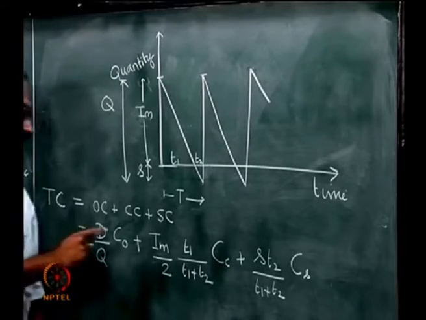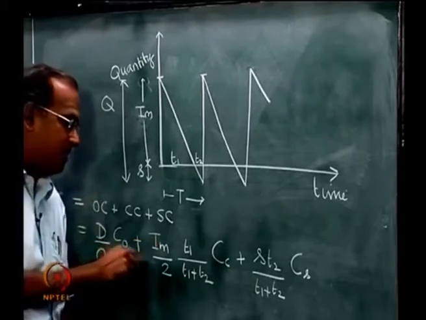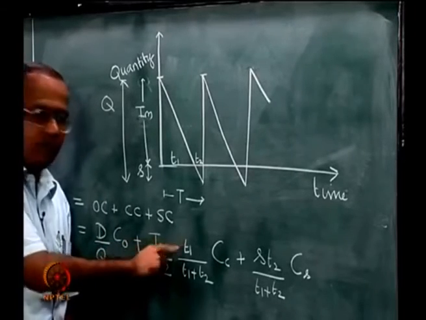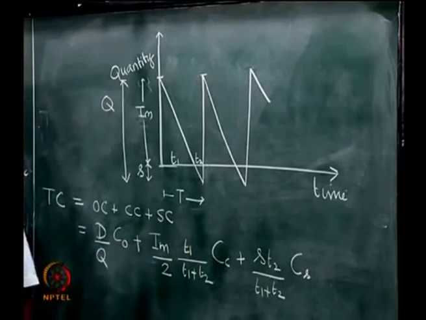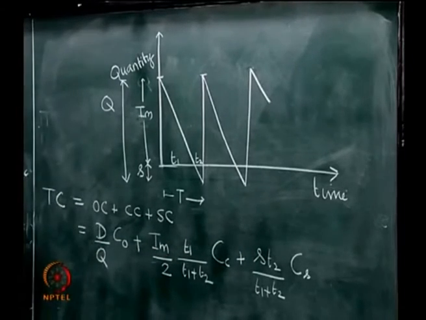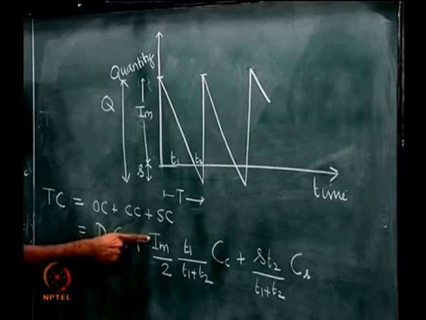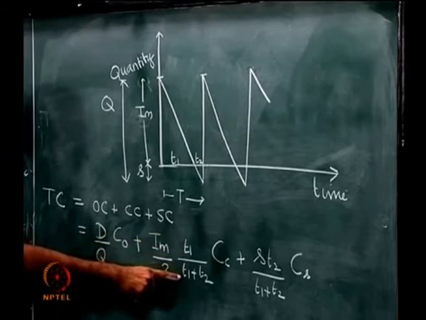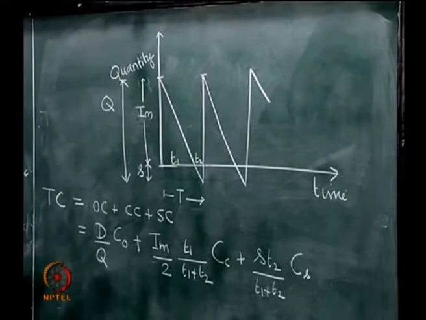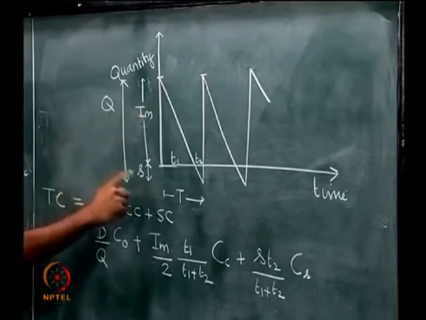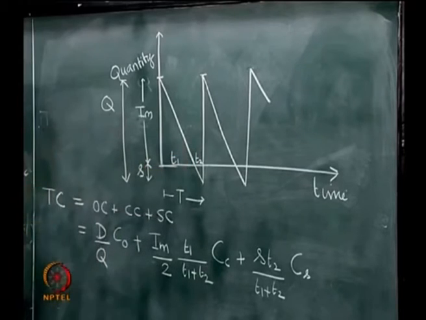So the inventory portion will contain the area under the inventory curve, Im by 2 into T1, for a period T1 plus T2, and S by 2 into T2 for a period T1 plus T2. Now this expression for Tc has several variables. It has Q which is unknown, Im which is unknown, T1 that is unknown, T2 that is unknown, and S that is unknown. But the unknown variables have some relationships. We already saw that Im plus S is equal to Q, and T1 plus T2 is equal to some T that we have not used.